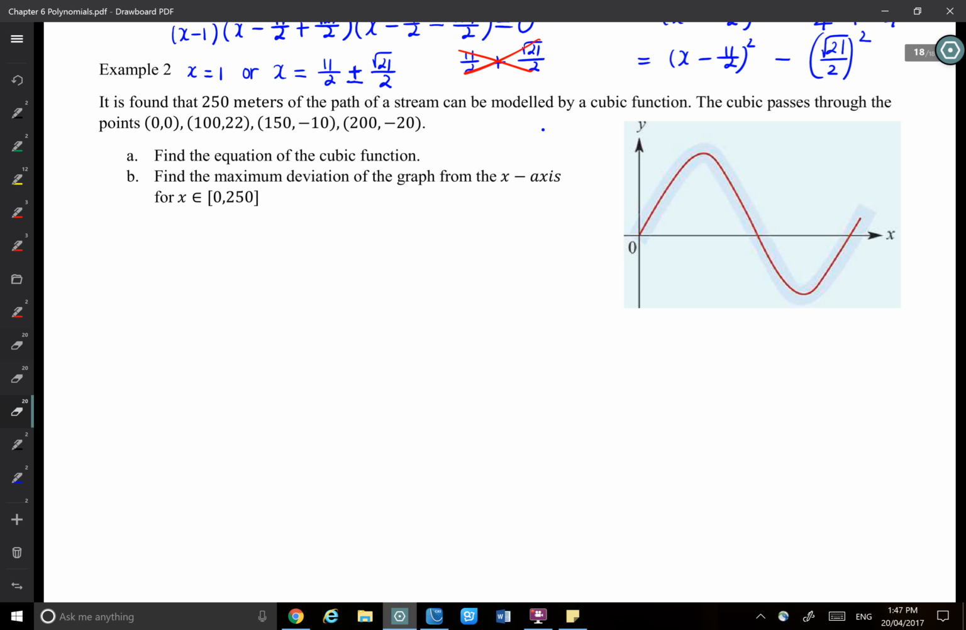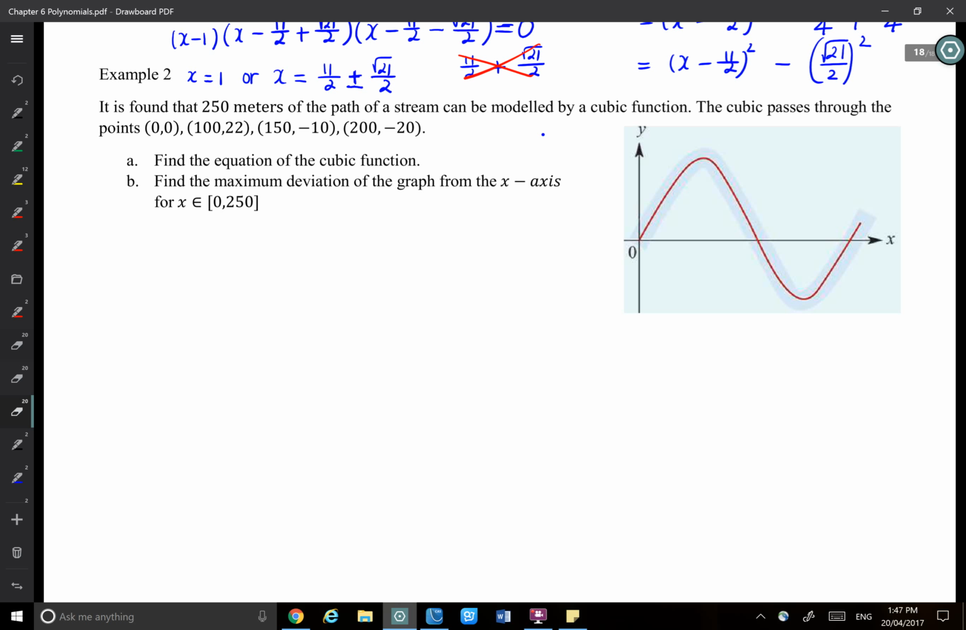Example 2. It is found that 250 meters of the path of steam can be modeled by a cubic function. Can you see that's a cubic function? Well, I would say it's more like a circular function, but it says a cubic. Okay, it's a cubic function. The cubic passes through the points (0, 0), (100, 22), (150, -10), and (200, -20).